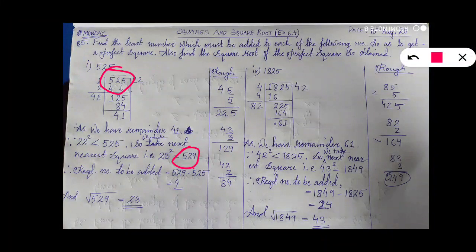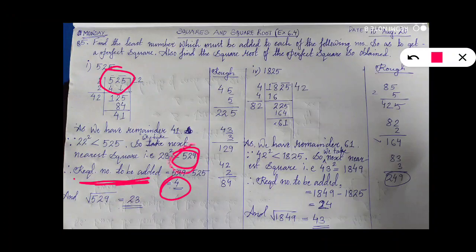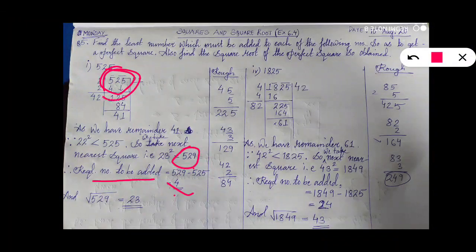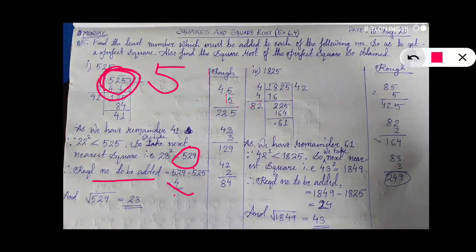Now let us subtract these two. Required number to be added. What must be added? 4 must be added, because 529 is a perfect square of 23. Okay, but 525 is not a square. So that's why after subtracting you get 4. So that means 4 must be added. If you add 4 in 525, you get 529. So 529 is a perfect square of 23, isn't it? So this is the way how you do it.